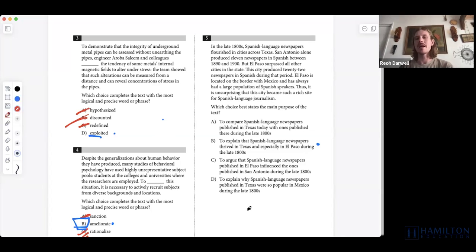So a few things that I would be concerned about as too far of an inference would be an answer choice like A, right? Where are we talking about modern papers here? Nowhere, right? Even though this is in the present tense, it doesn't suggest this. Now, everything up until here is good in D, right? But were they so popular in Mexico or were they popular in Texas? They were popular in Texas, all right?